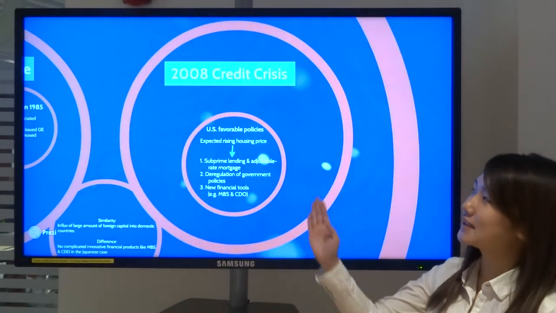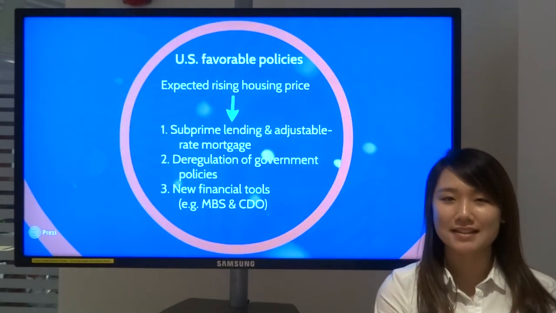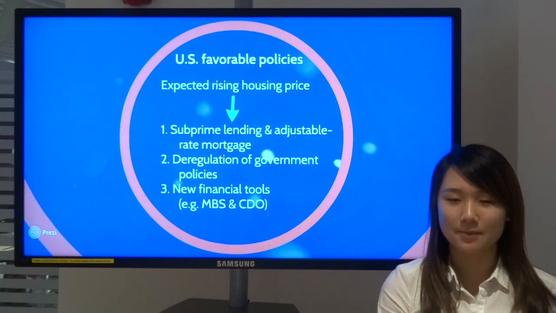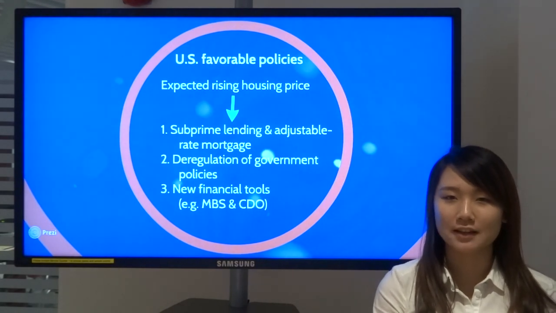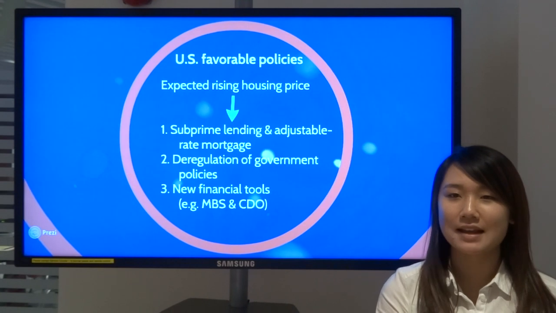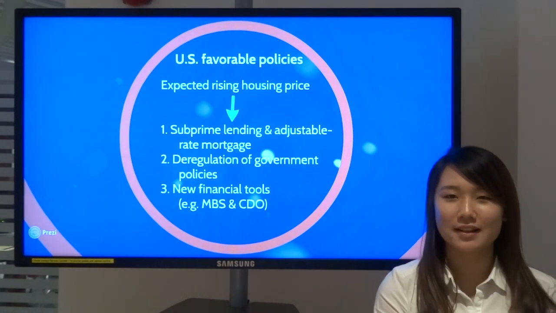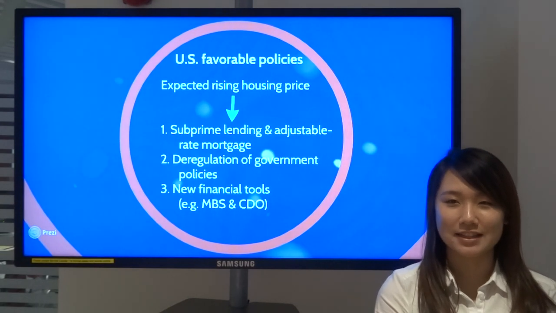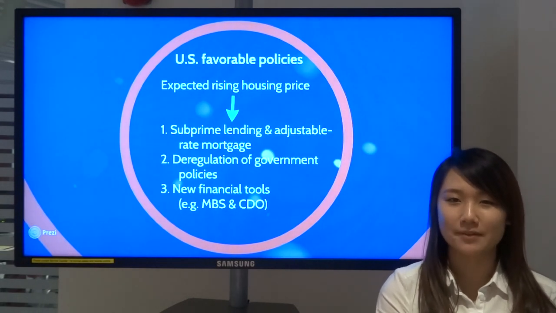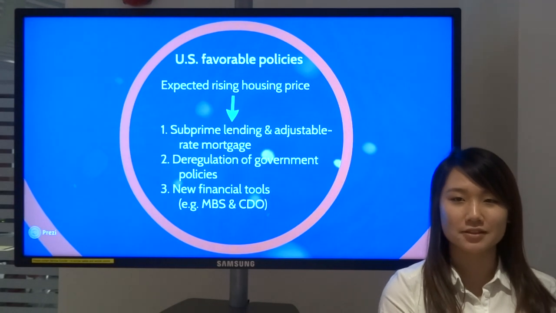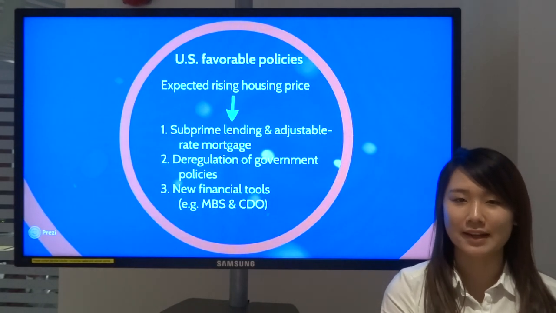Then, for the 2008 credit crisis in the US, it was expected that home values would keep on rising, so people borrowed a large sum of money and expected that they could easily pay it back when the housing price rose in the future. Mortgage lenders did not carefully examine the borrower's ability to pay back before approving the loans. This gave rise to subprime lending and adjustable rate mortgages.